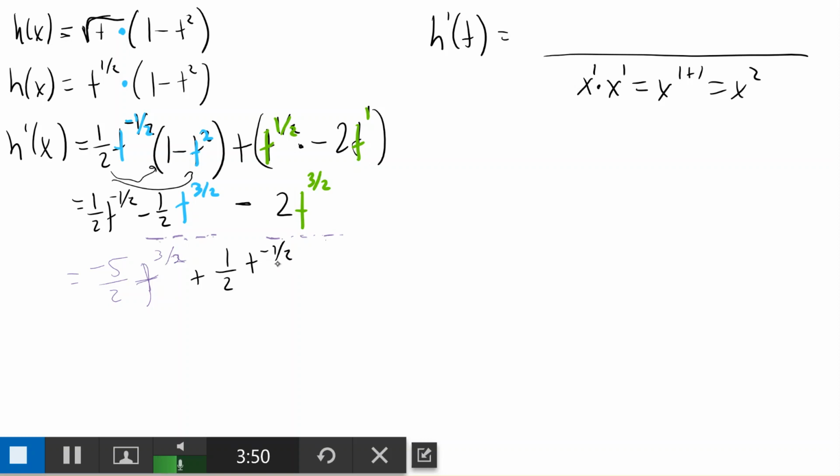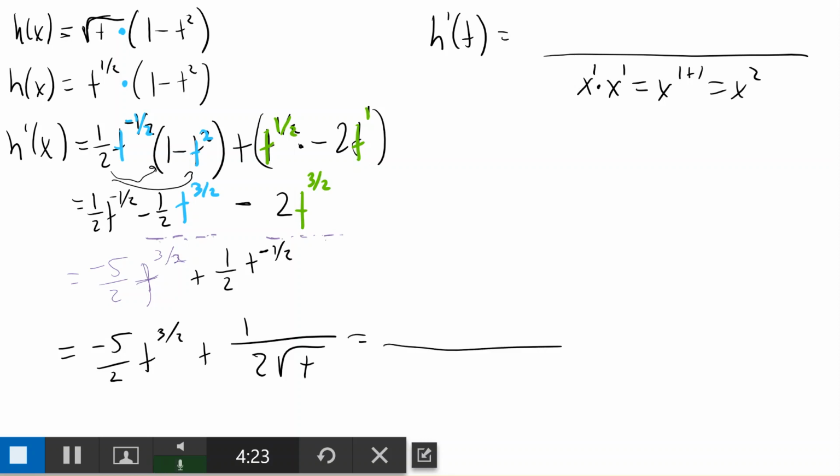Alright, now I'm going to change this back. T to the 1/2 is like the square root of t. That's the change I made right here. But since the exponent's negative, I would like that to be positive, so I'm going to have to move that to the denominator. So that is the same thing as this. And I'm going to do something similar over here. Actually, no, I'll just wait. So to finish off, this is over 2, this is over 2 square root of t.